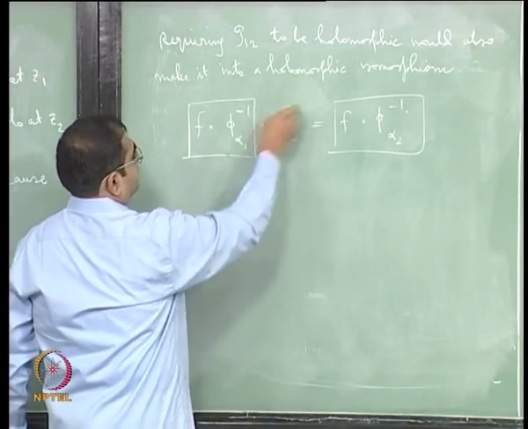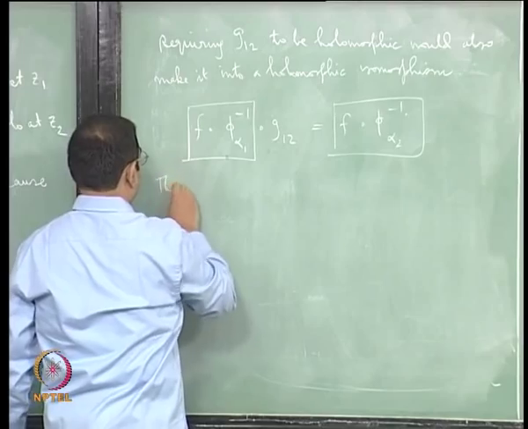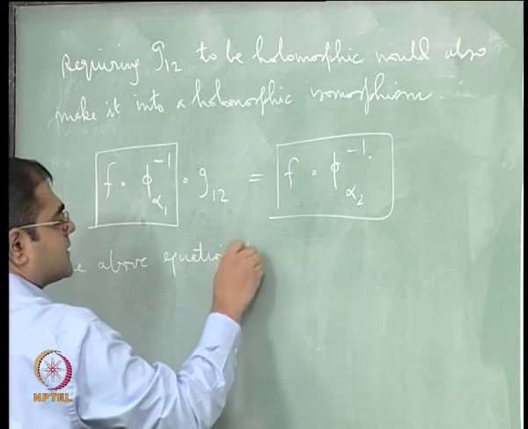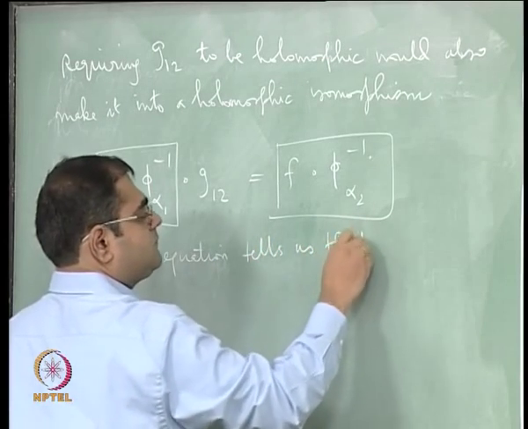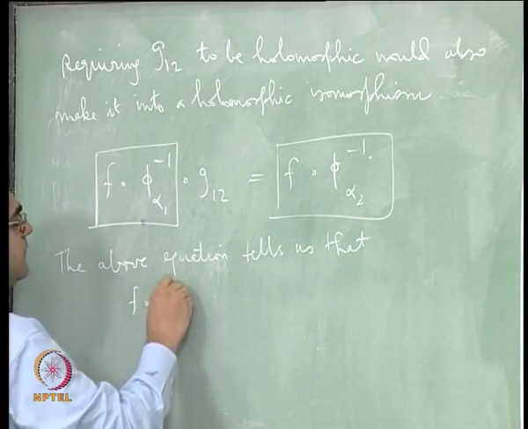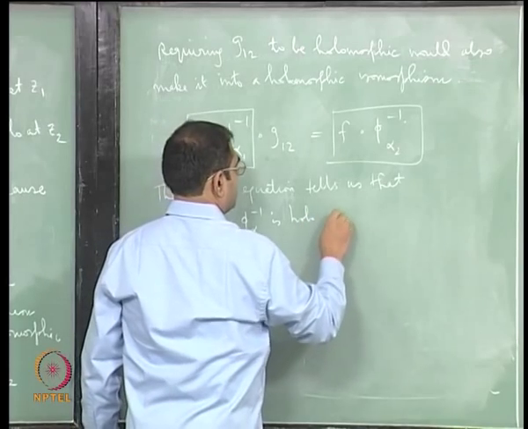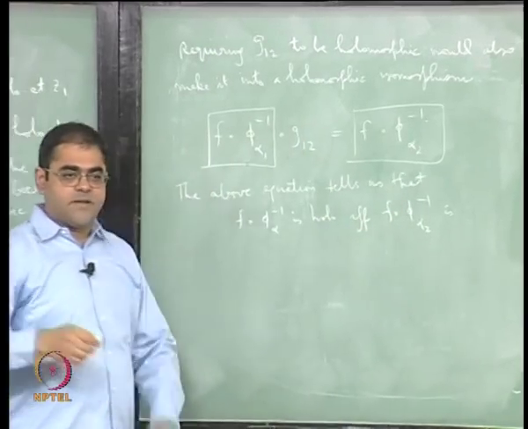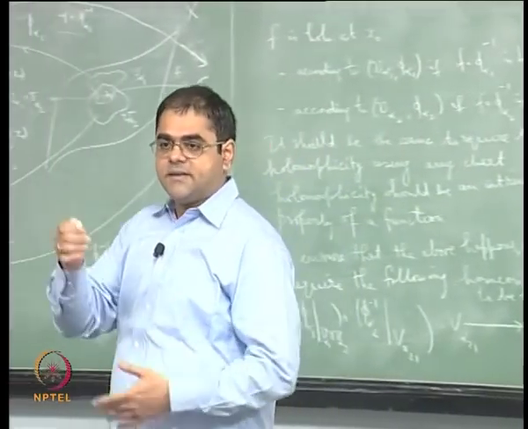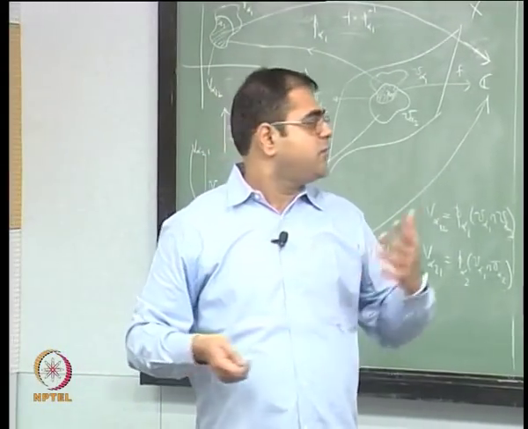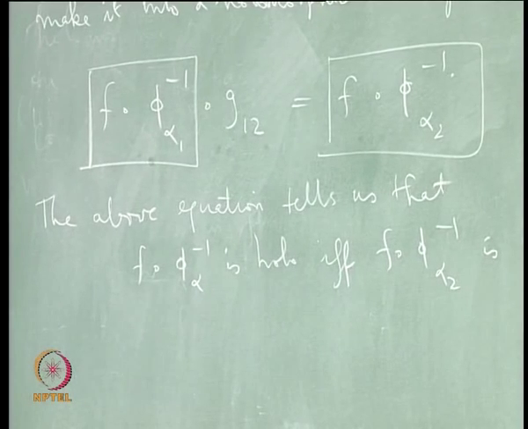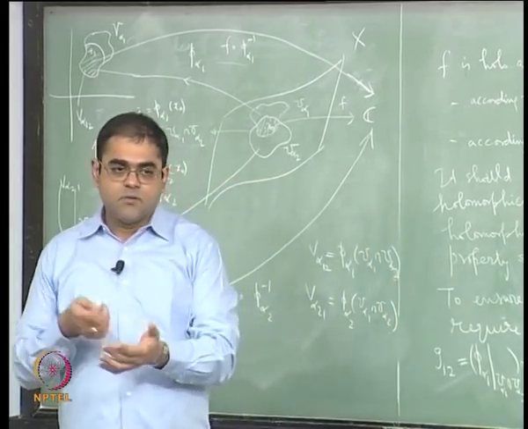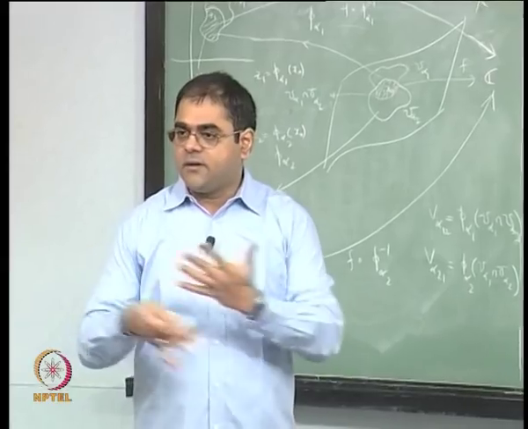So the above equation tells us that F circle phi alpha 1 inverse is holomorphic if and only if F circle phi alpha 2 inverse is. So there is really no conflict in using these two charts to define holomorphicity, and now if you require this condition to happen whenever you have two intersecting charts, in which case we say that those two charts are pairwise compatible, then you are in a good situation.